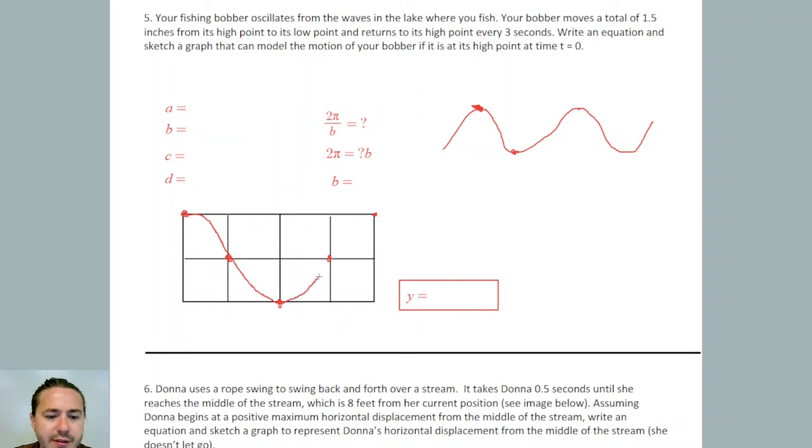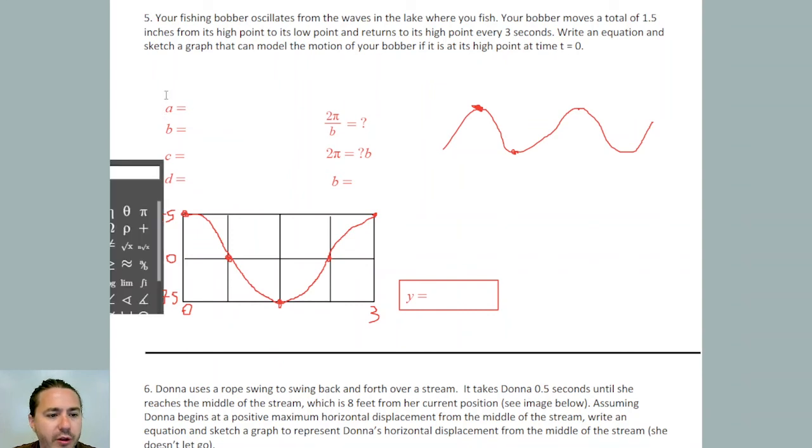And it says that the bobber moves a total of 1.5 inches from the high point to the low point. So that means that our amplitude is going to be half of that, which is 0.75. So we'll label this as 0. We'll put 0.75 over here, and our minimum displacement will be negative 0.75. All right, and how long does it take to do that cycle from the high point to the low point back to the high point? Every 3 seconds. So there should be a 3. Okay, so a value here will be a positive 0.75.